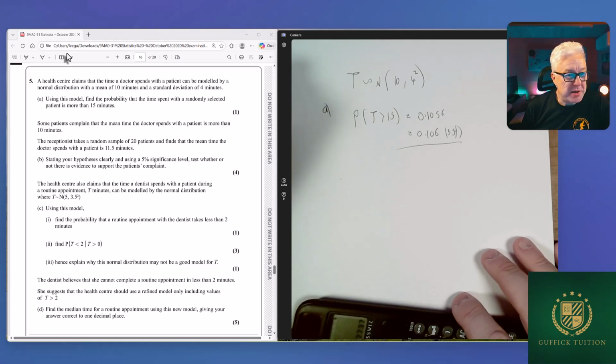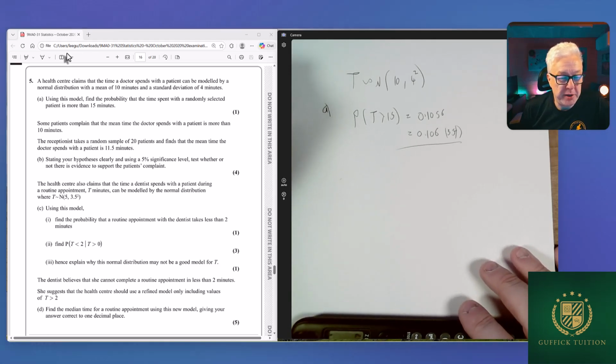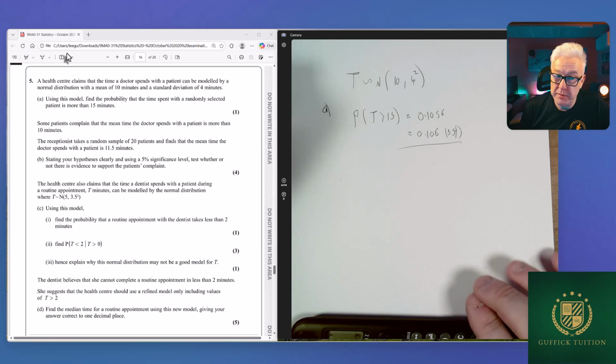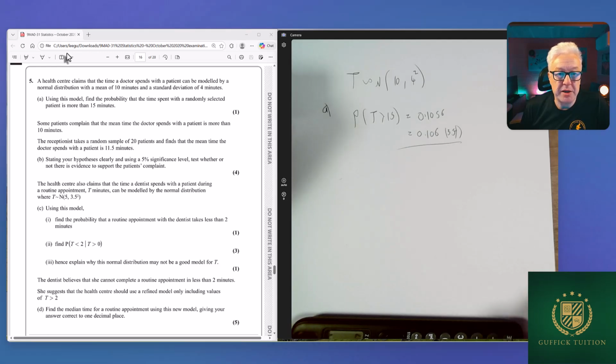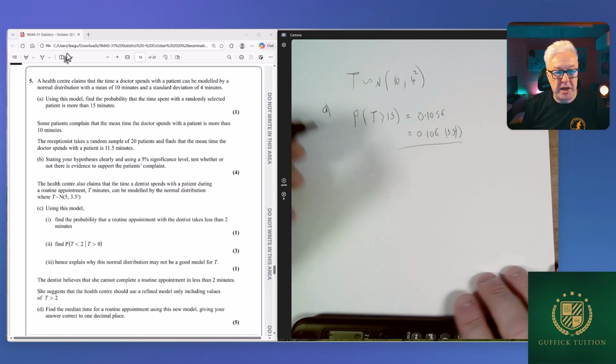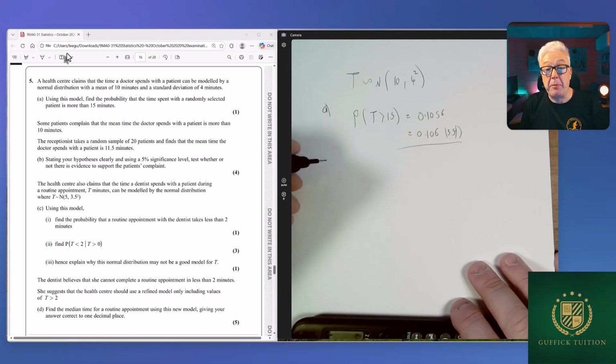Some patients complain that the mean time that the doctor spends with a patient is more than 10 minutes. The receptionist takes a random sample of 20 patients and finds that the mean time the doctor spends with the patient is 11.5 minutes. Stating your hypothesis clearly and using a 5% level of significance, test whether or not there is evidence to support the patients' complaint. Now, the key word here is the word sample.